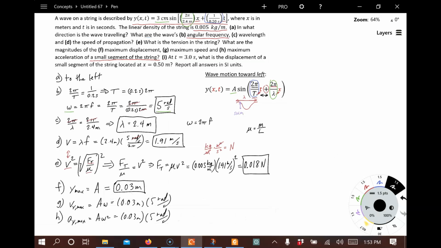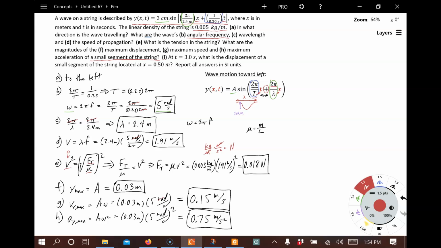And for the acceleration, we're going to square that. When we do that, we come out with some answers. 0.15 meters per second max speed, and for the acceleration, 0.75 meters per second squared. And again, of course, since we multiplied by meters, we drop the radians there.